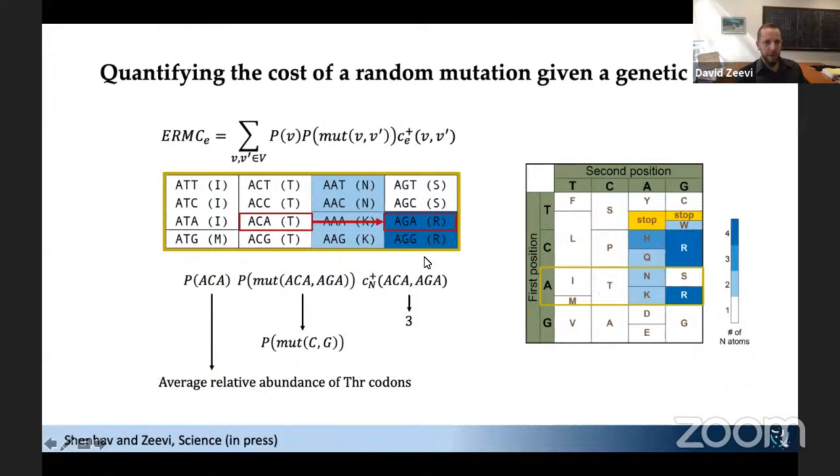If I walk you through this calculation again, we start with ACA coding for threonine, and we mutate to AGA coding for arginine. We estimate the probability of starting at ACA using the average relative abundance of threonine codons, the probability of mutating from ACA to AGA using the probability of mutation from C to G in our data set, and the number of added nitrogen atoms is 3 in this case. We multiply that, and we do that for all pairs of codons.